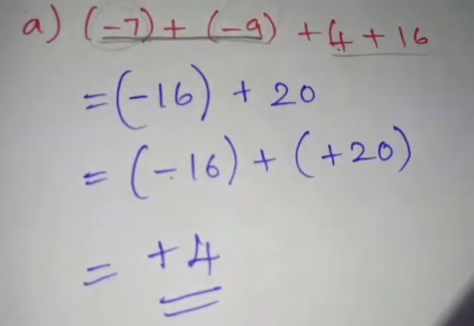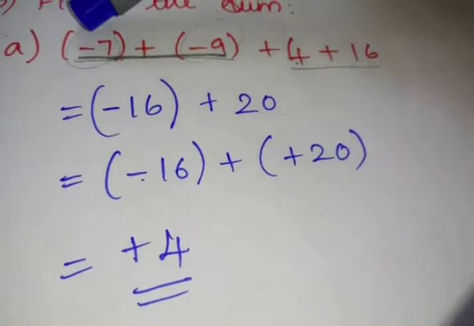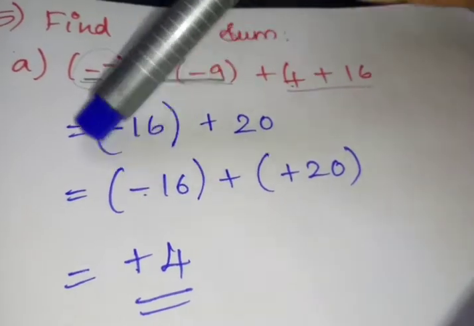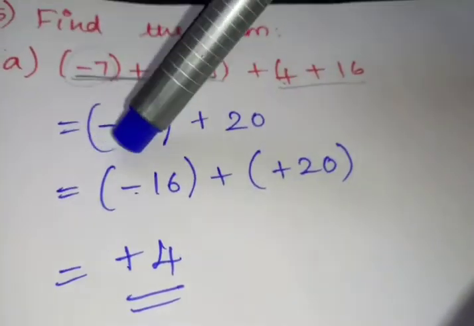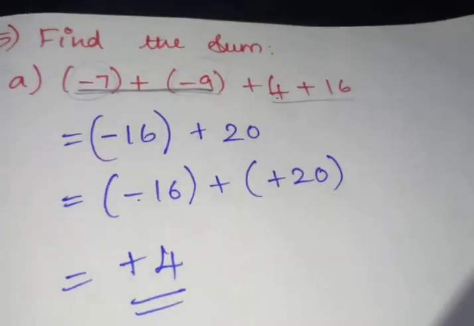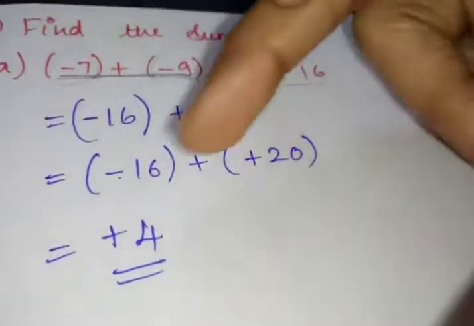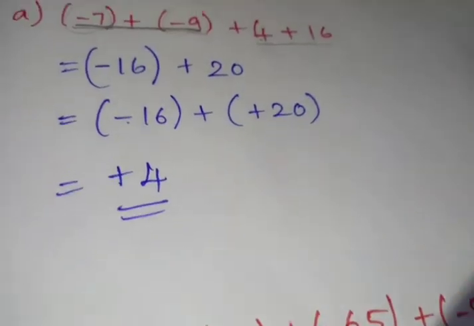So answer is what, children? Plus 4. Okay. So what you are doing is, same signs you can do it together, which means you can add it and put the same sign and keep it as such. Then what you are doing is, you can subtract the different signs and put the greater number sign.